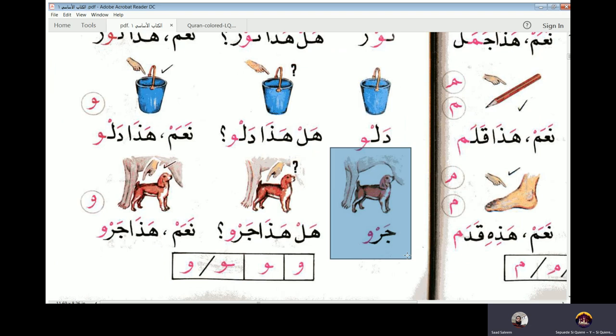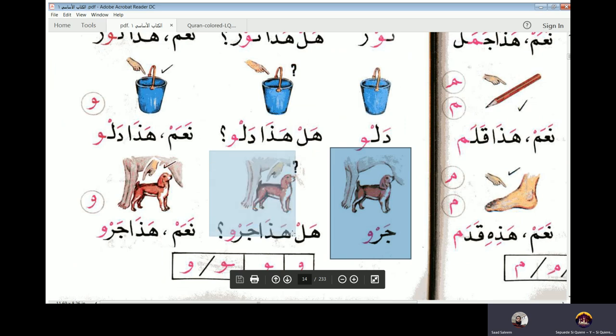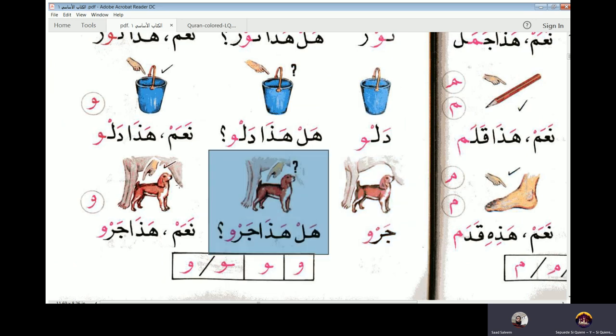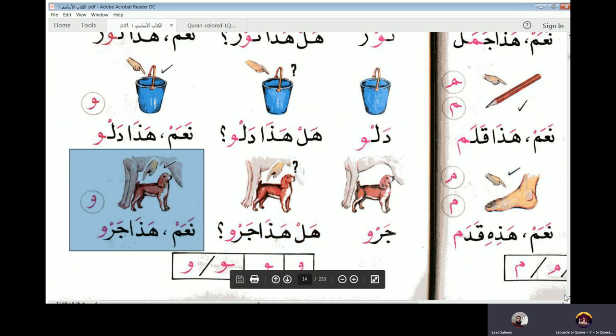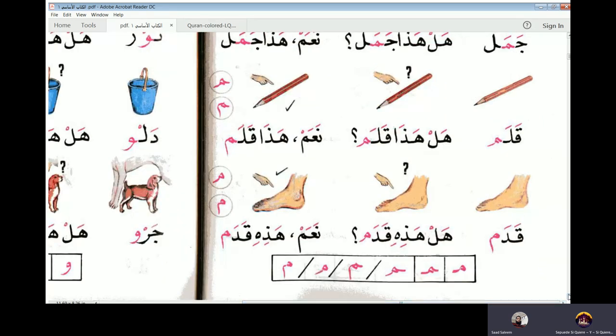Jarwun. Is jarwun the same as a kalb? No. Kalbun is dog and jarwun is puppy. Oh, that's why it's under the big dog. Okay. Jarwun. A puppy. Hal hada jarwun? Is this a puppy? Naam. Hada jarwun. Yes, this is a puppy. Okay.